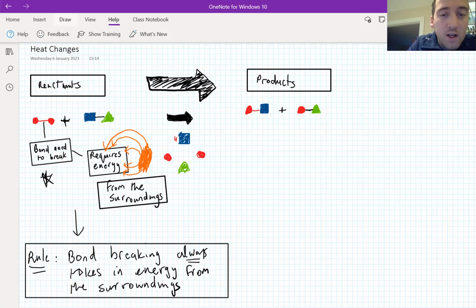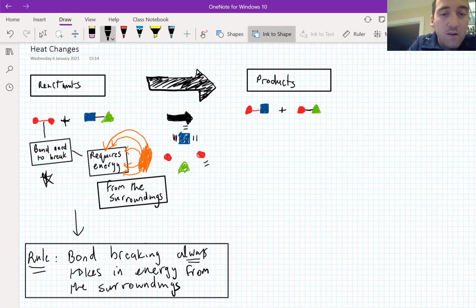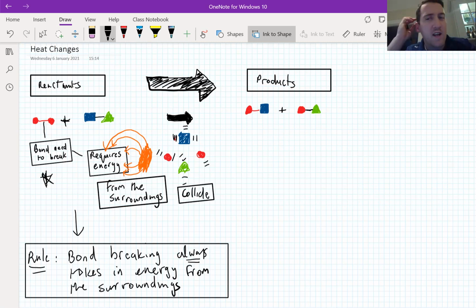We're going to show that using these movement lines. So these movement lines show that these are moving around. And when they are moving around, they are free to collide with each other. And if they collide with enough energy, so collide just means crash into each other. Collide with enough energy. What is that amount of energy?